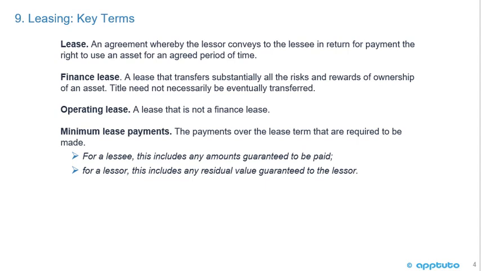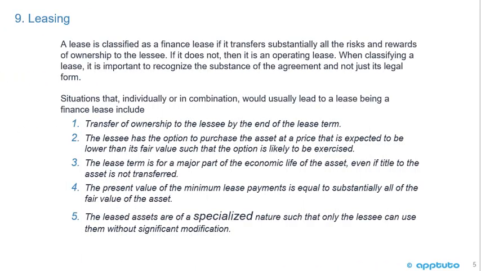Minimum lease payments, the payments over the lease term that are required to be made. For a lessee, this includes any amounts guaranteed to be paid. For a lessor, this includes any residual value guaranteed to the lessor. A lease is classified as a finance lease if it transfers substantially all the risks and rewards of ownership to the lessee. If it does not, then it is an operating lease. When classifying a lease, it is important to recognize the substance of the agreement and not just its legal form. So it's substance over form.